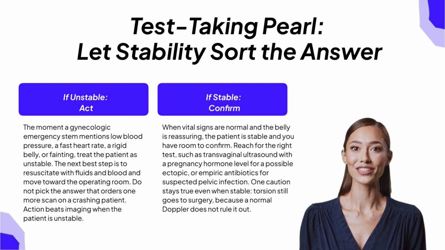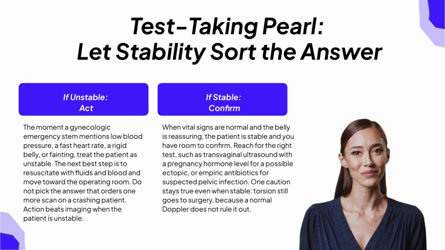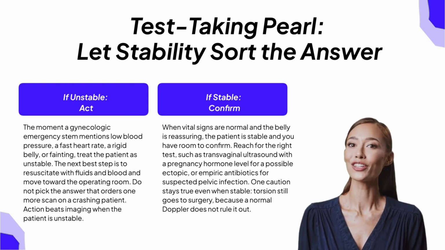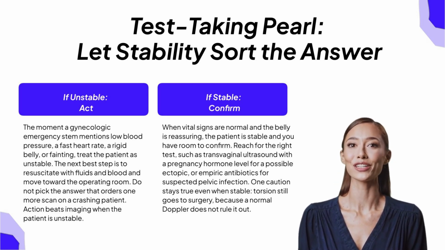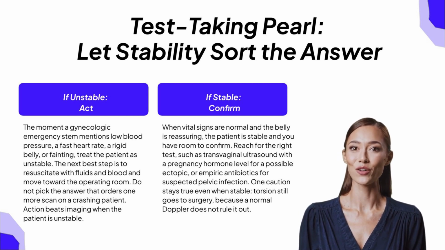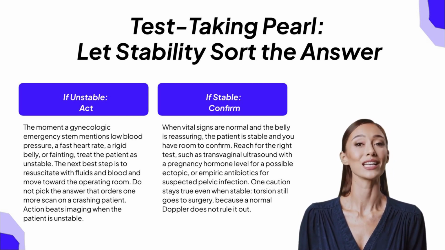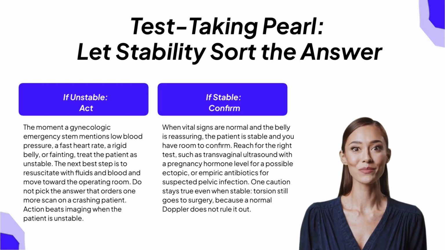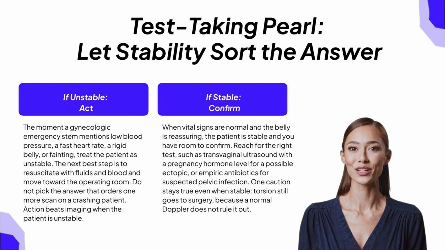There is one important exception to keep in your pocket. Ovarian torsion still goes to surgery even in a stable patient because a normal Doppler ultrasound does not rule it out. If you remember nothing else, remember this. Unstable means act, stable means confirm, and torsion always earns a trip to the operating room.